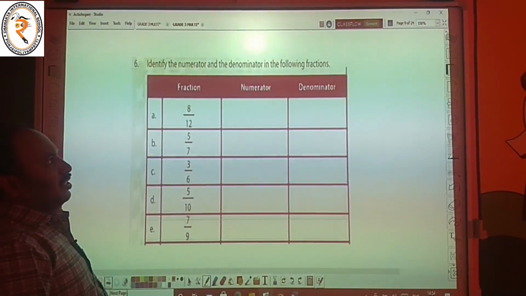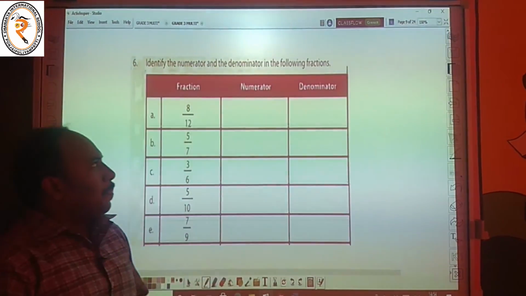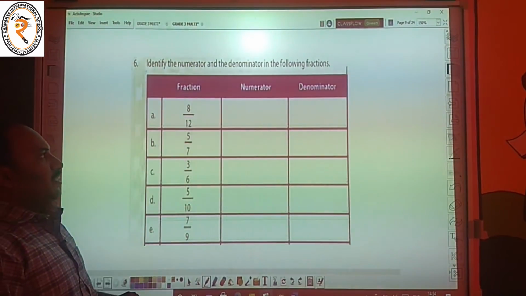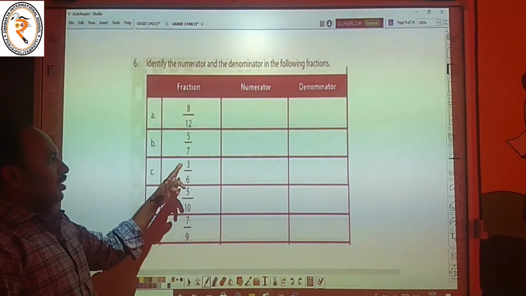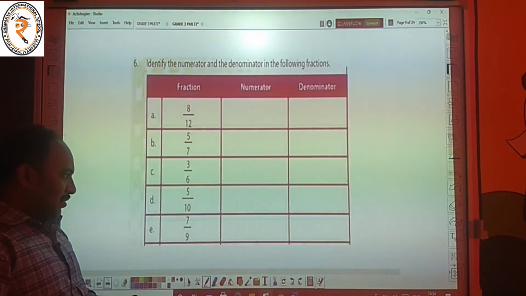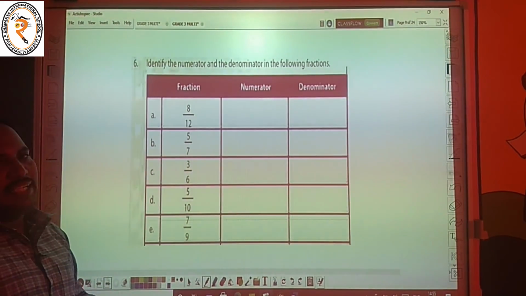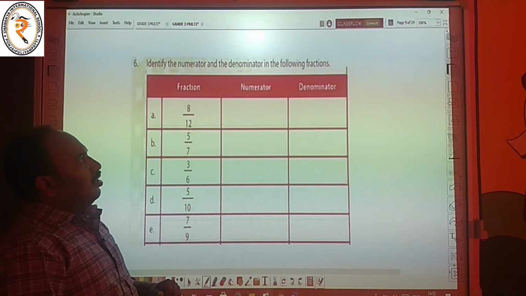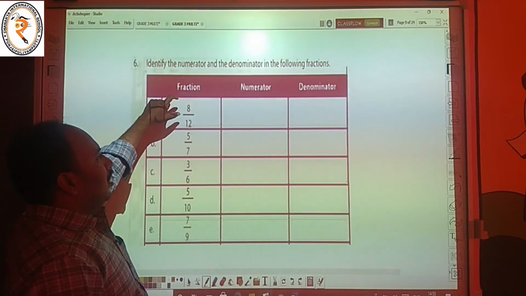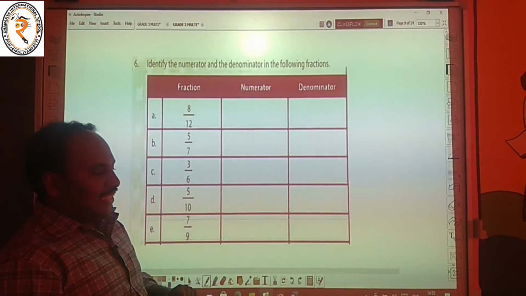Identify the numerator and denominator in the following fractions. We have 5 fractions. First one 8 by 12, second one 5 by 7, third one 3 by 6, fourth one 5 by 10, and fifth one 7 by 9. We want to identify the numerator and denominator. The upper part is called the numerator and the lower part is called the denominator.